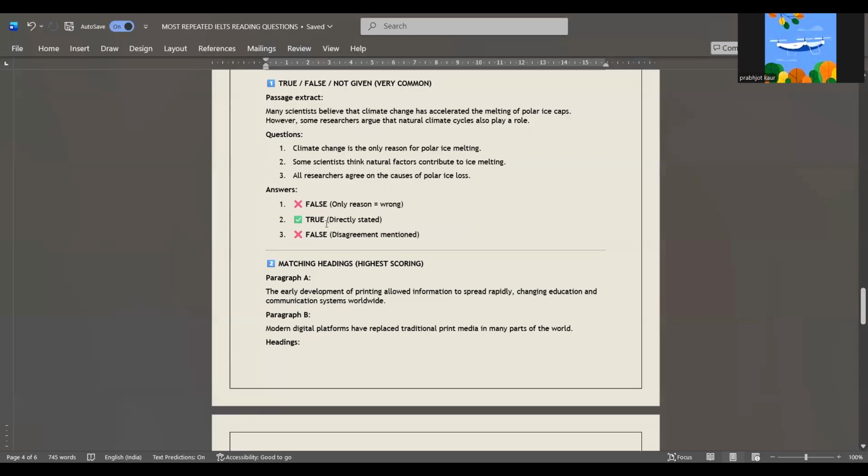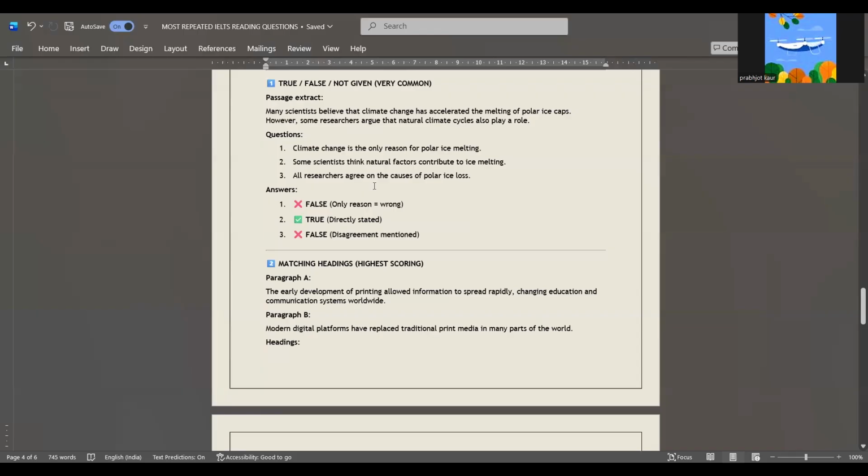I have also mentioned answers here. Some scientists think natural factors contribute to ice melting. So some scientists and some researchers are the same, think and argue are the same, natural factors, natural climate cycle, ice melting. So it directly states this, so the answer should be true.